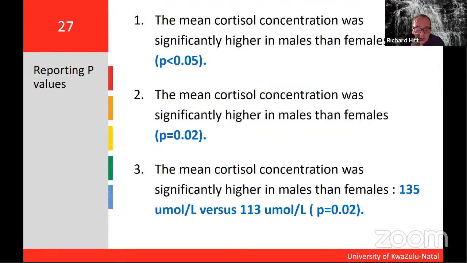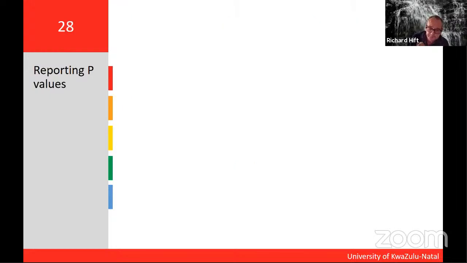But those editors are still not happy. They do not want us quoting p-values in the absence of any numbers or data to contextualize them. At least in males, it was 135, in females, 113. Now we've got some idea of the scale of the difference. P equals 0.02. So our journal editors are just a little bit happier, still not completely happy.